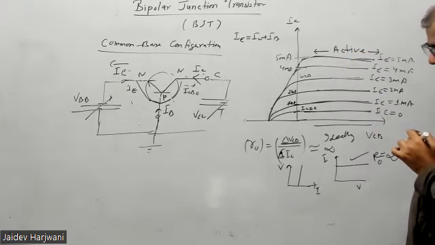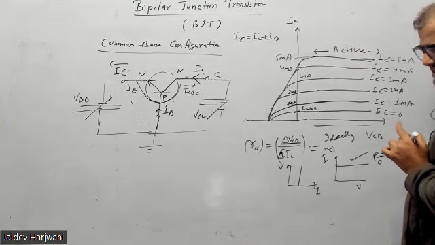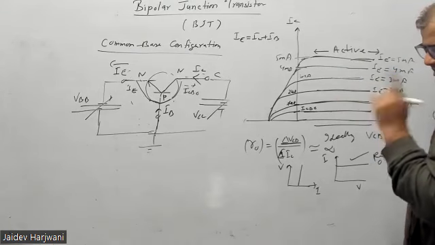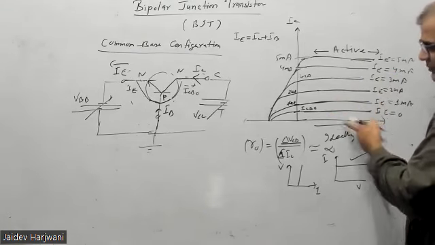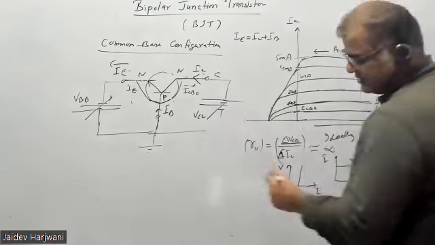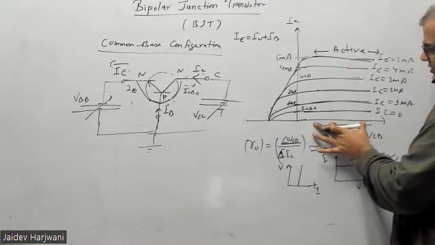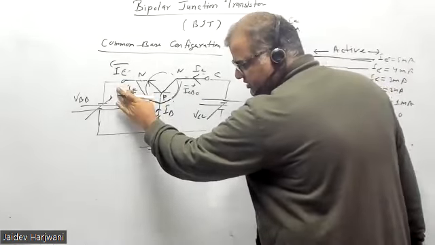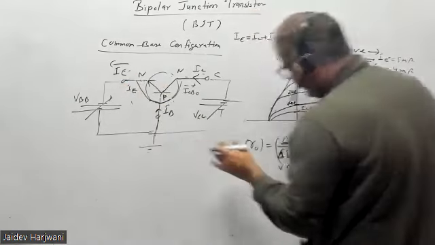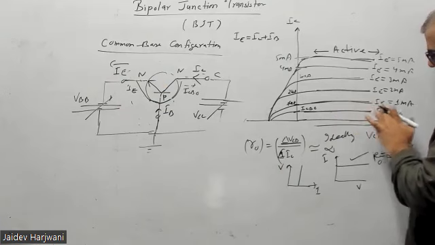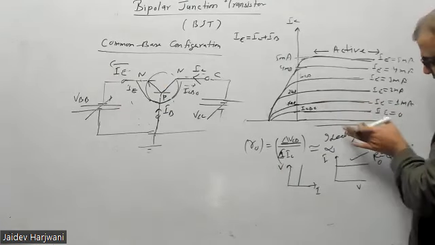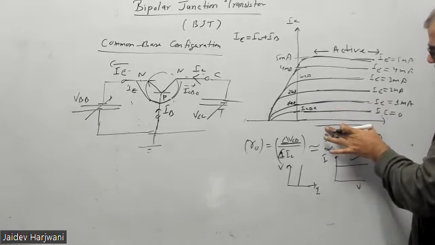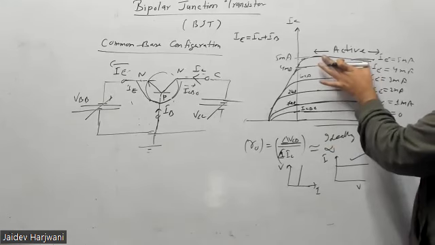This is called active. Active means the EB junction is forward biased and the collector-base (CB) junction is reverse biased. VCB should be reverse bias, so this positive VCB is a reverse bias. How do we know this junction is forward biased? Because IE is flowing. If IE is flowing and you apply this VCB, that means VB is negative and VCB is positive. So this region is called the active region.